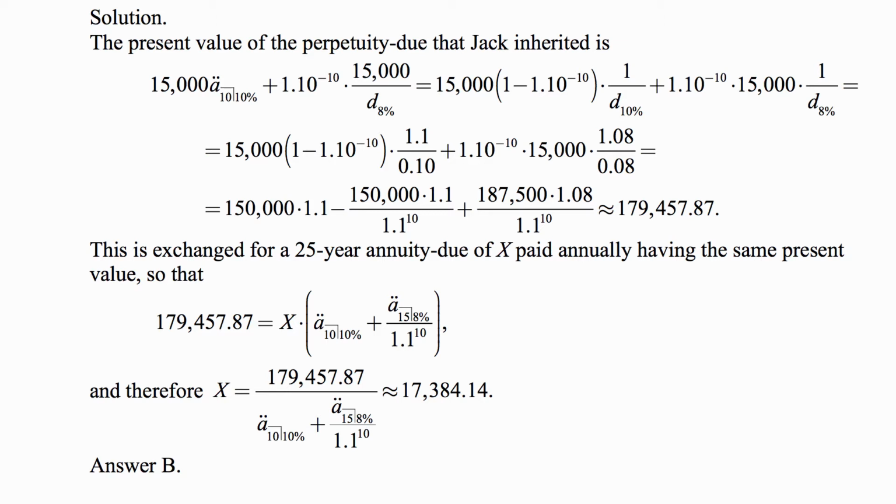And this is an equation in x. x is equal to 179,457.87 divided by a double dot angle 10 at 10% plus a double dot angle 15 at 8% divided by 1.1 to the 10th, and then we calculate with a calculator. It would be approximately 17,384.14. And that's answer B.